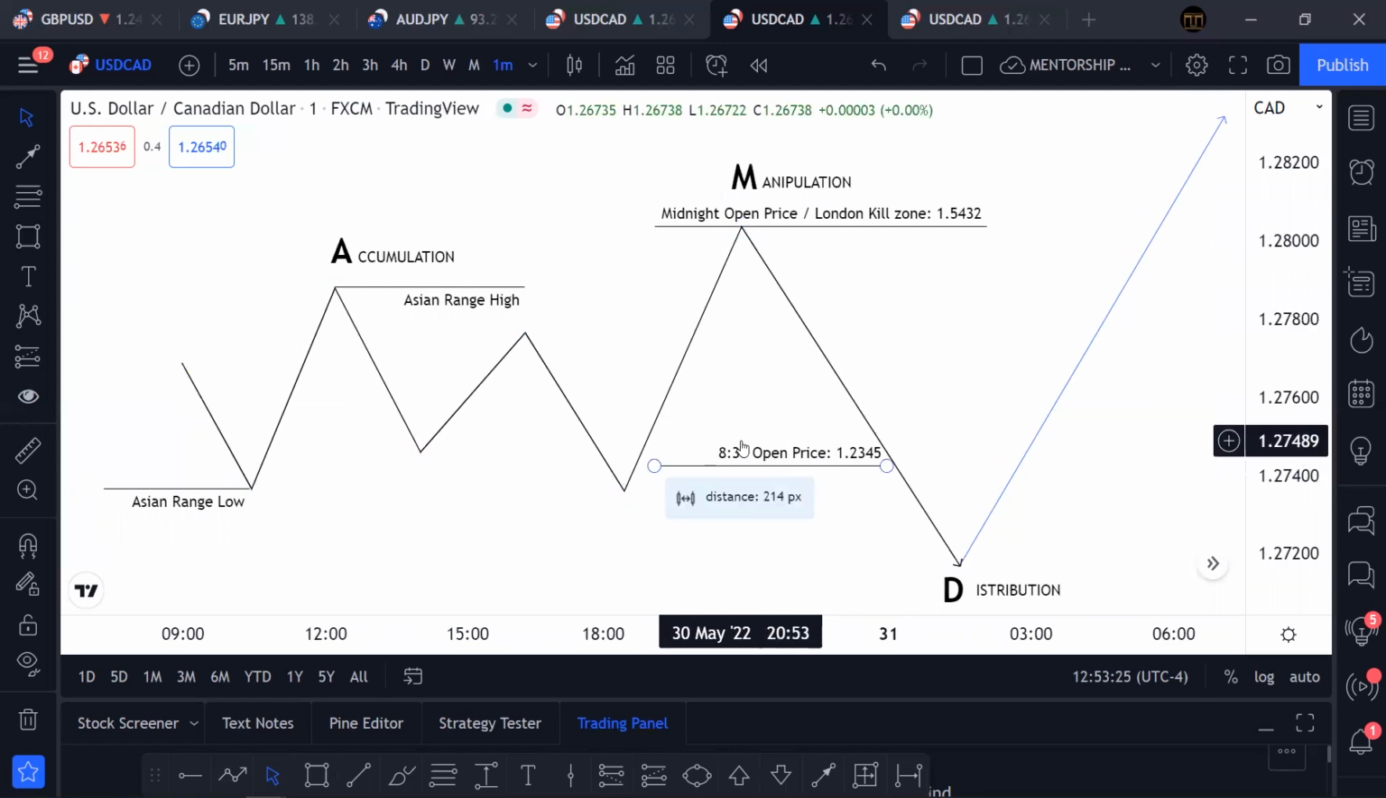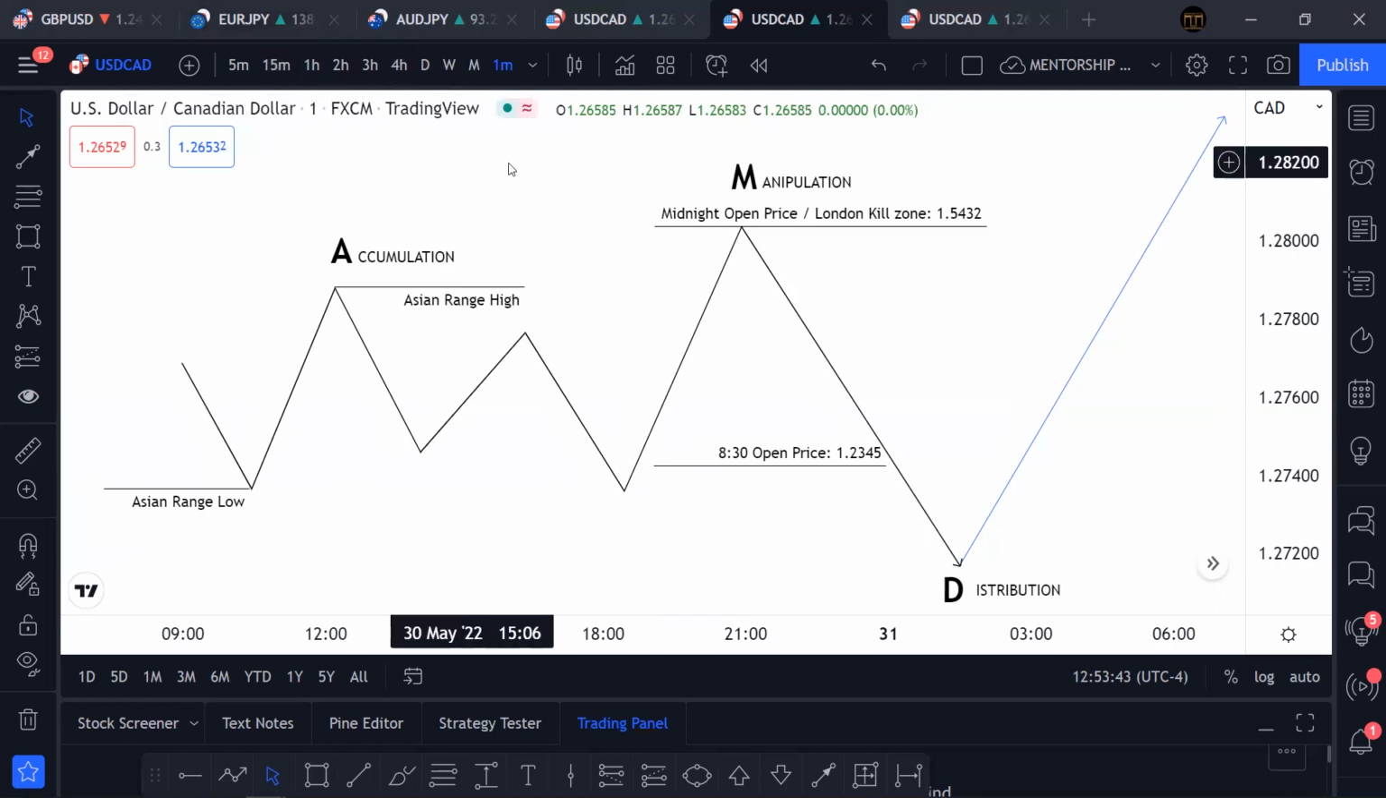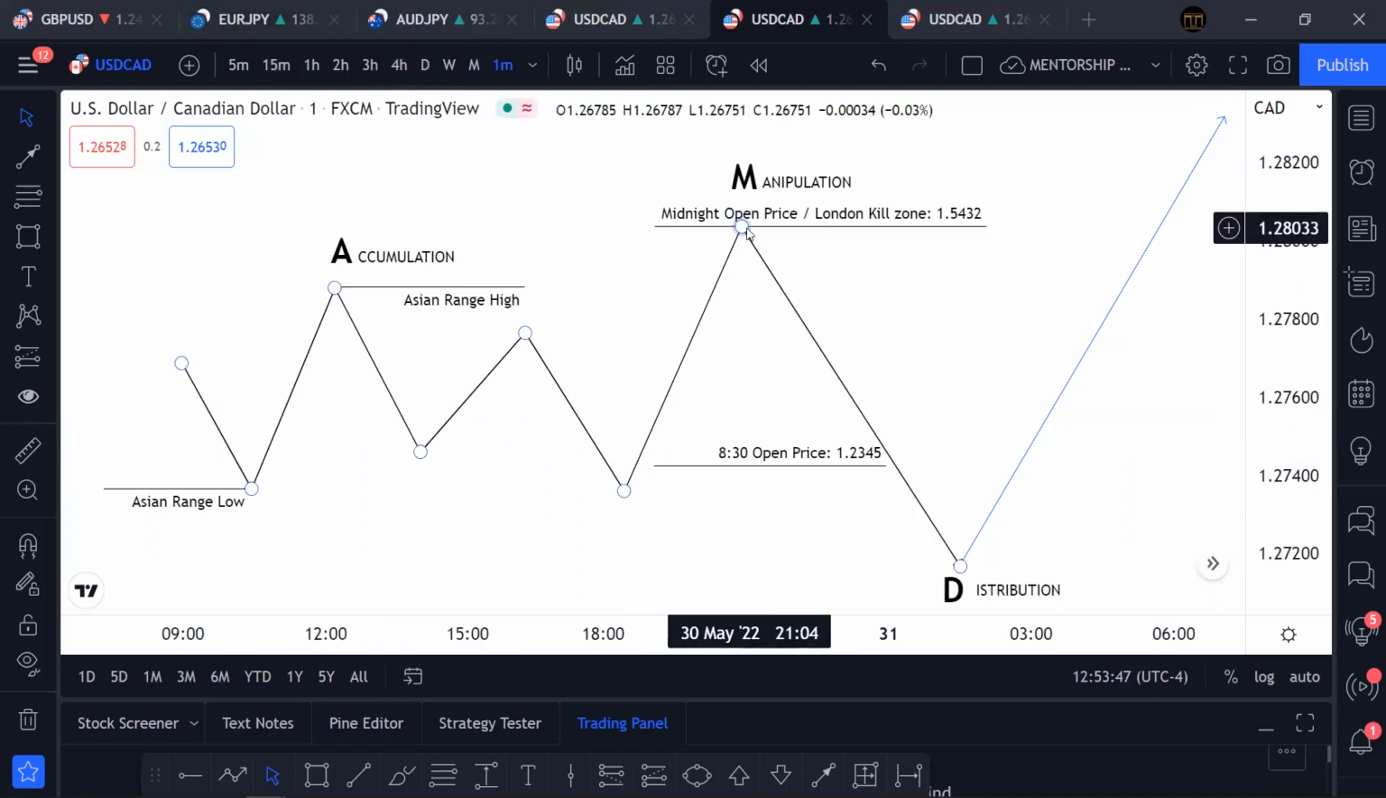Now this concept only works well on the 1 minute time frame. It will not work for you on a 4-hour chart, a daily chart, or a 15-minute chart. It will work for you only on a 1-minute chart. Now this is the daily bias. It's not the weekly bias or the monthly bias. It is the daily: where is price heading today? Are we bullish or bearish?